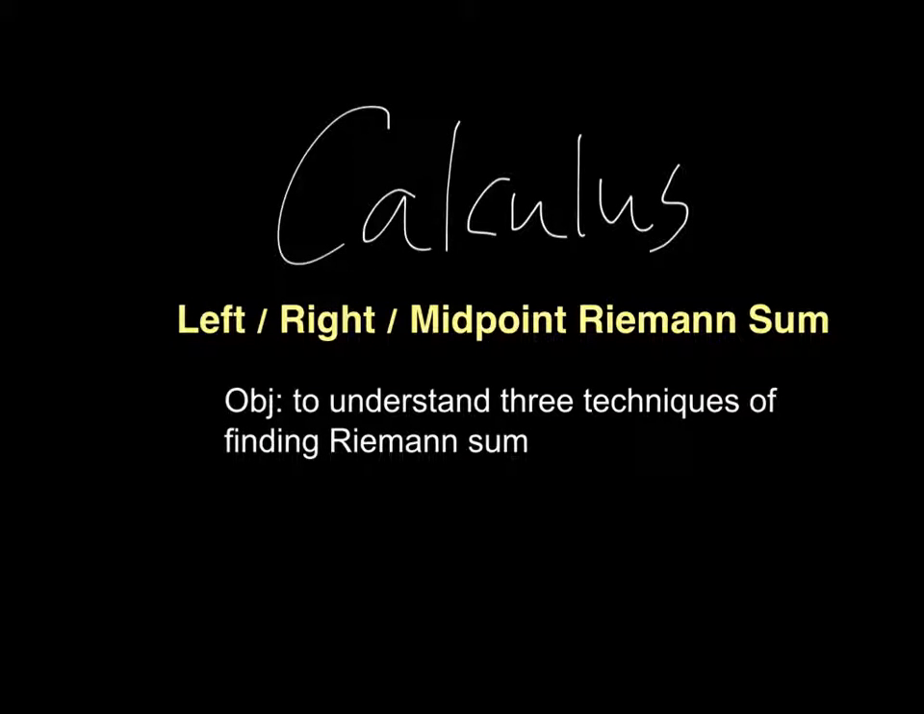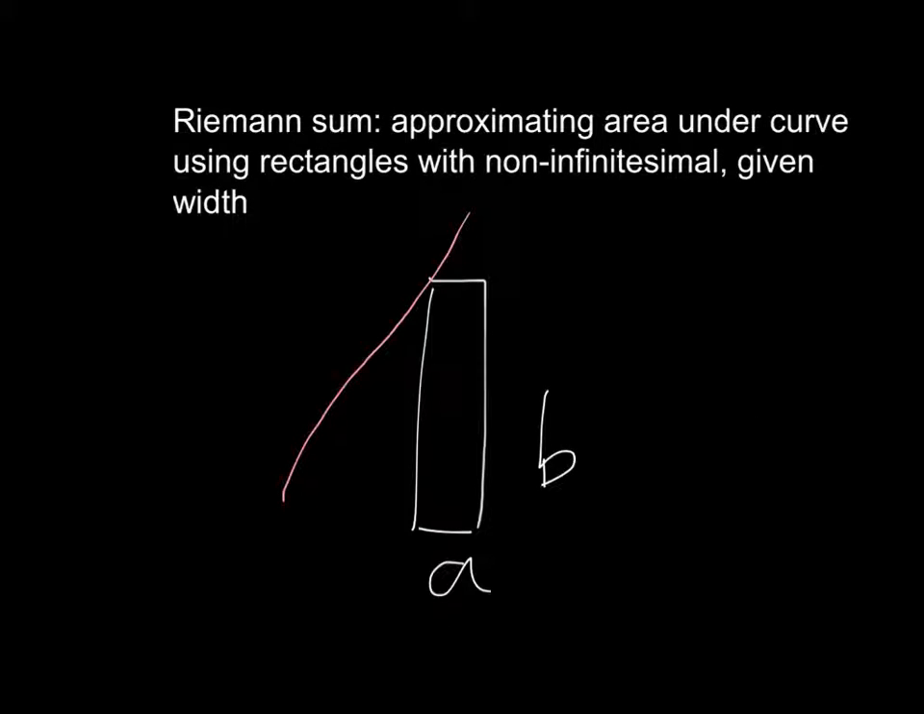Today I'd like to talk about 3 ways to find the Riemann sum in calculus. So to find the Riemann sum is to approximate the area under a curve using rectangles with non-infinitesimal given widths. The width is usually given in AP tests.